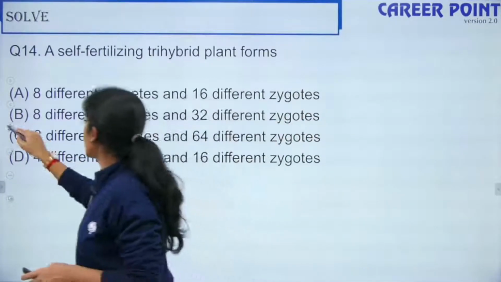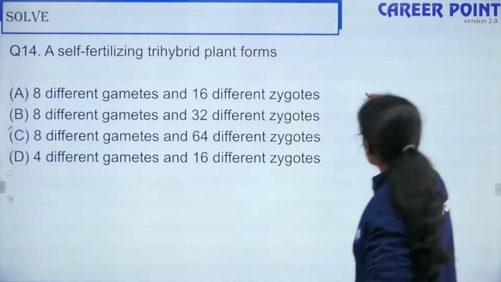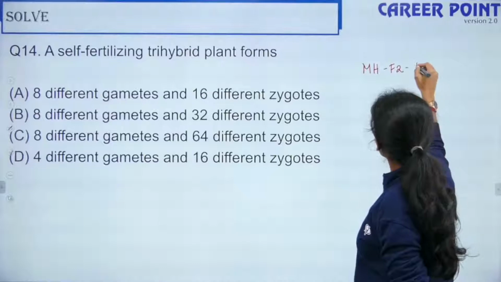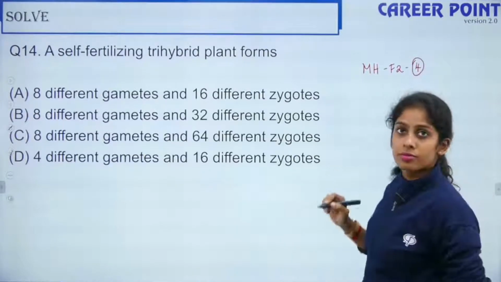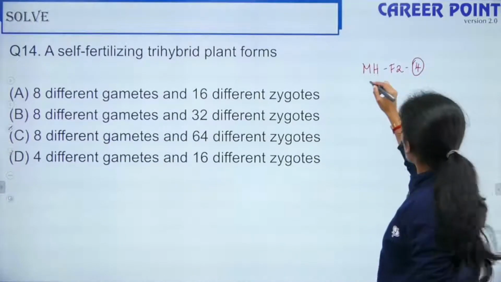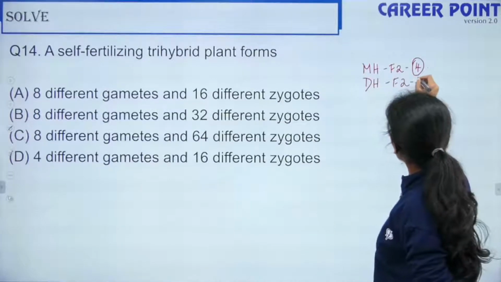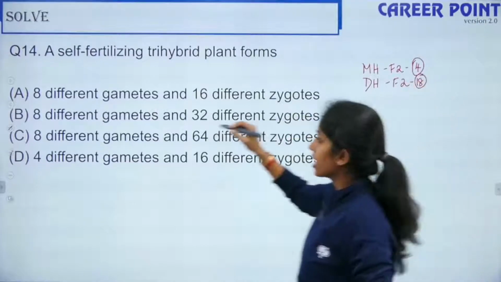So let me write it like this. If it's a monohybrid cross in the F2 generation, you get how many offsprings? 4. Right? So in a dihybrid cross in the F2 generation, you get 16.